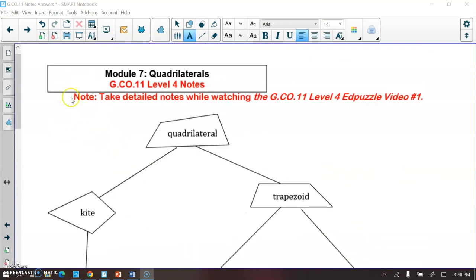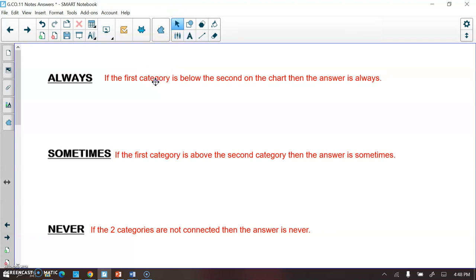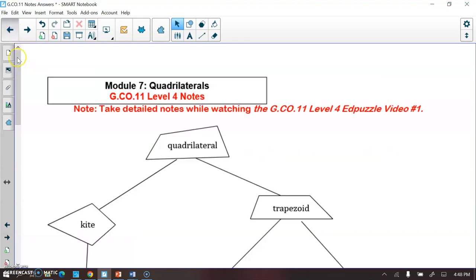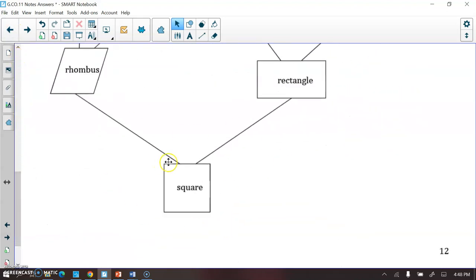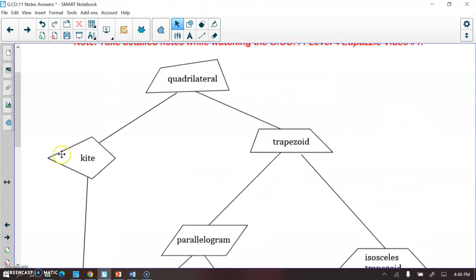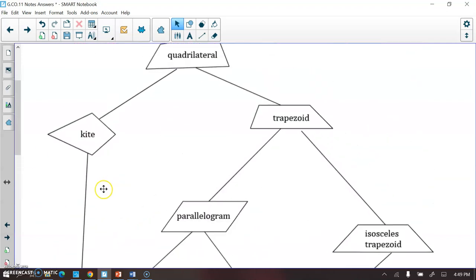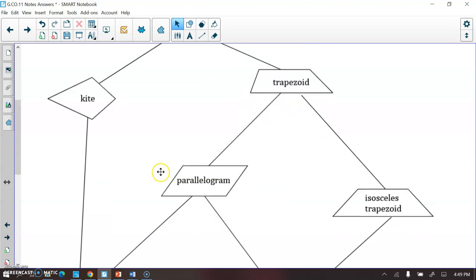Now how I'm trying to figure this out is I'm using a set of rules on this hierarchy. If the first category is below the second on the chart, then the answer is always. So we see square is below rectangle, so a square is always a rectangle. The square is also below the kite, so a square is always a kite. Another example, rhombus is below the trapezoid, so technically a rhombus is always a trapezoid.